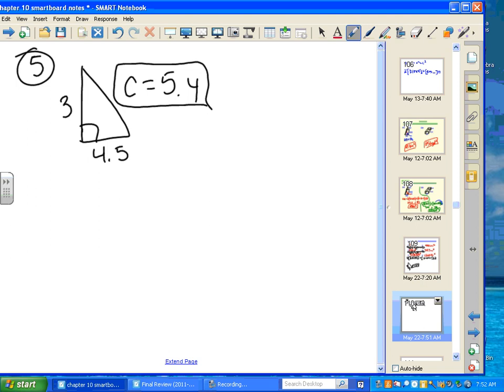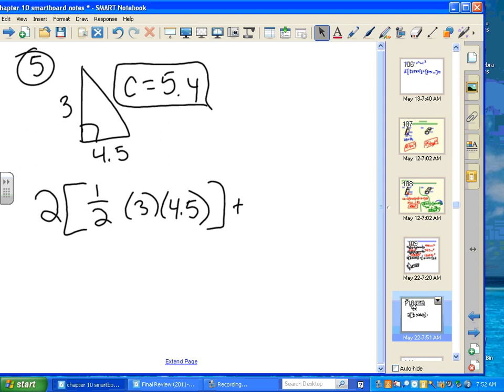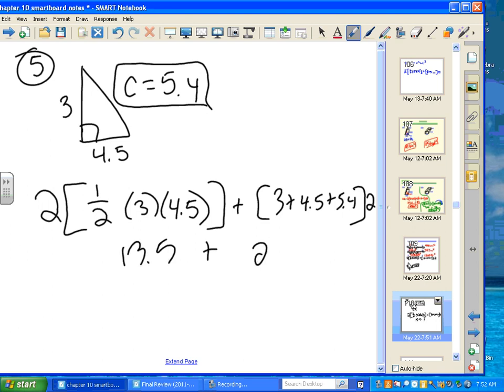Okay, so once you find the hypotenuse for 5, let's go through the formula. 2b plus pH, 2 times area of the base. We have 2 times 1/2 times 3 times 4.5 plus pH, perimeter times height. Perimeter is 3 plus 4.5 plus 5.4, all times the height of the prism, which is 2. So for 5, you have 13.5 plus 25.8. Add them, and you get 39.3.